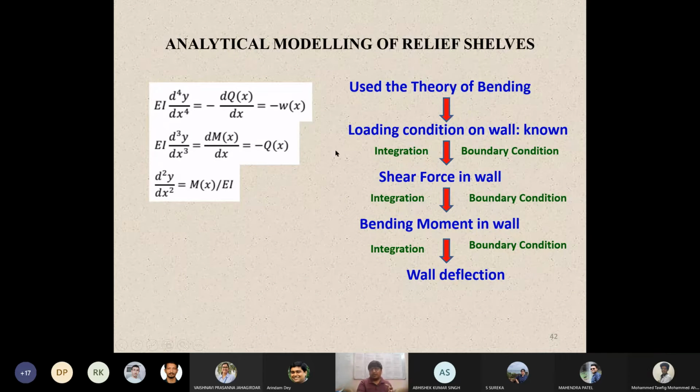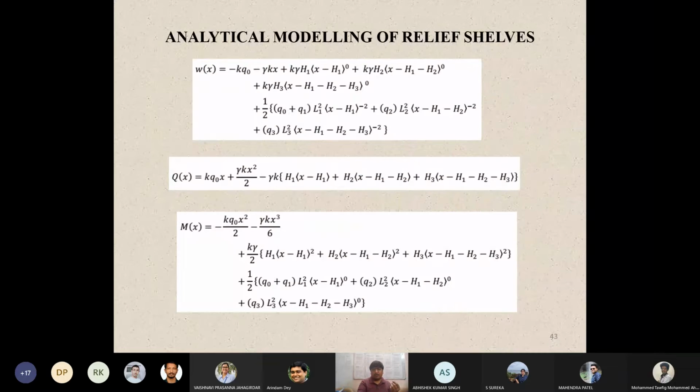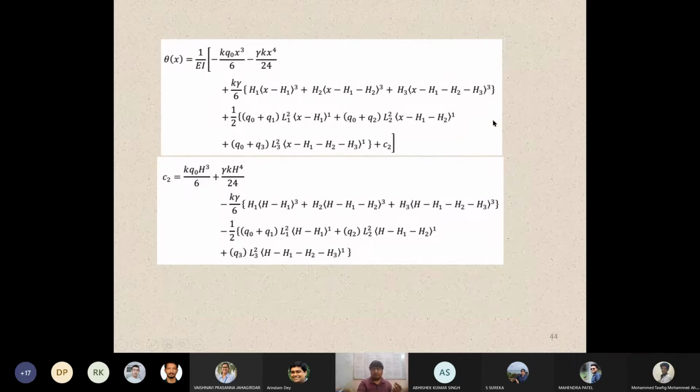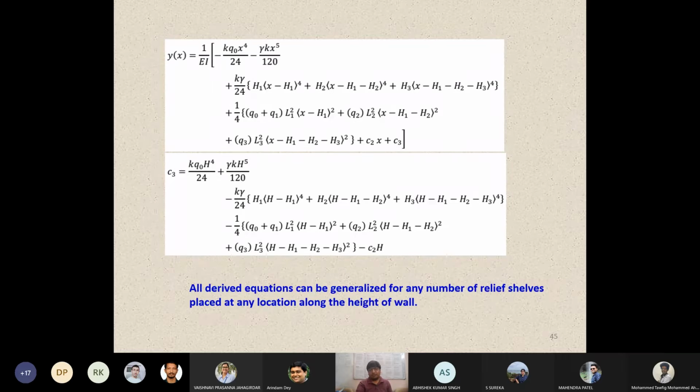With one integration, we got the shear force, and with one more integration, we got the bending moment, and finally with the integration one more time, we got the wall deflection. So this was introduced with the Macaulay's function, and with the integration, we got this kind of expression. I'm not going to elaborate. Anybody who is interested can look for the paper. I'll be giving you the link of all those papers at the end of this presentation.